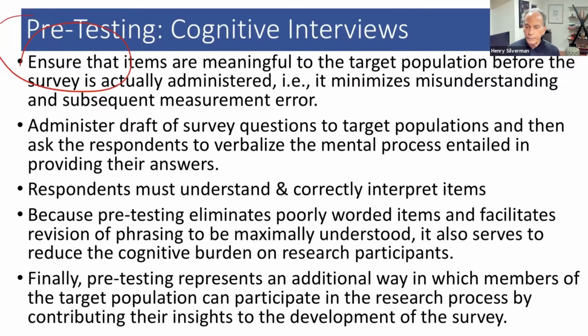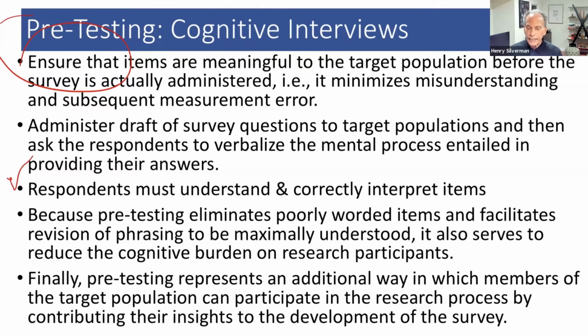Essentially, you want to ensure that the items are meaningful to the target population before the survey is actually administered. It minimizes misunderstanding and subsequent measurement error. So what you want to do is to administer a draft of the survey questions to the target populations, and then ask the respondents to verbalize the mental process entailed in providing their answers. You want to make sure that the respondents understand and correctly interpret the items.